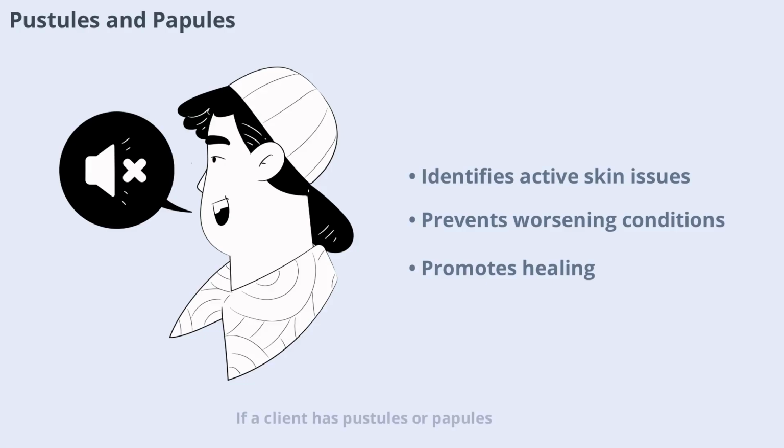If a client has pustules or papules, which are types of inflamed skin lesions, hair removal should be avoided. These conditions indicate active skin issues that can worsen with hair removal treatments. During your consultation, visually inspect the client's skin and ask about any recent breakouts. If you notice these symptoms, advise the client to seek treatment and reschedule the service for a later date.